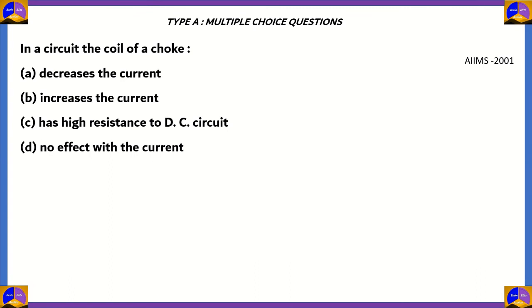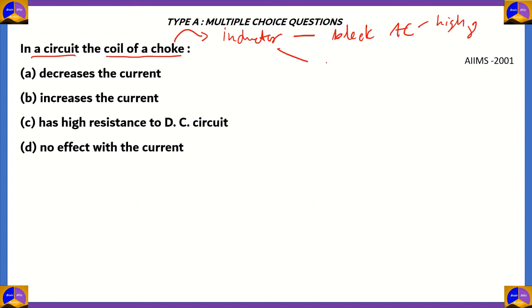Let's look at the next question. In a circuit, the coil of a choke decreases the current, increases the current, has high resistance to DC circuit, and no effect whatsoever with the current. Now, if you remember our choke coil, it is an inductor used to block AC of higher frequency, and it also allows DC of low frequency.